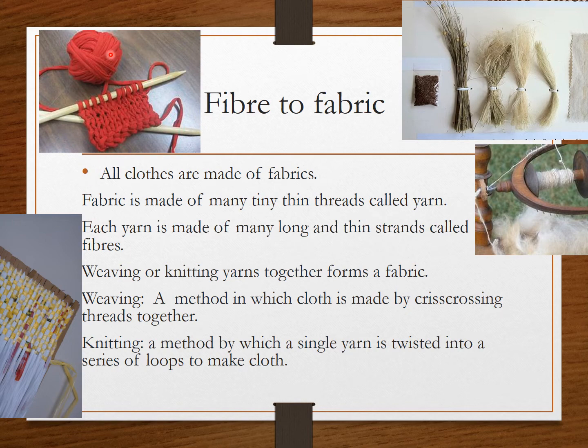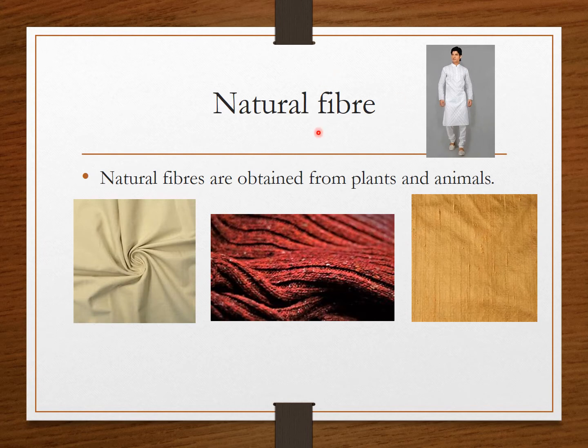So all clothes are made up of fabrics. Now what is fabric made up of? Tiny thin threads called yarn, and yarn is made up of fibers. So first comes the fabric, then you go to yarn and then the fibers. Next, there are two types of fibers, natural fibers and synthetic fibers. Natural fibers we obtain from plants and animals.